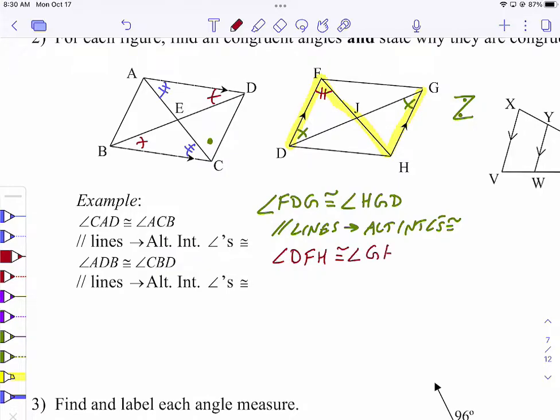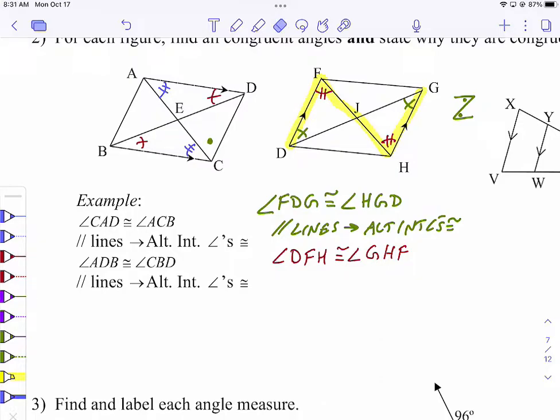And the H has to be in the middle. If you said FHG, that's the same thing. Whether you say GHF or FHG or JHG or GHJ, there are four different ways to write that angle, but it's got to be talking about that one.